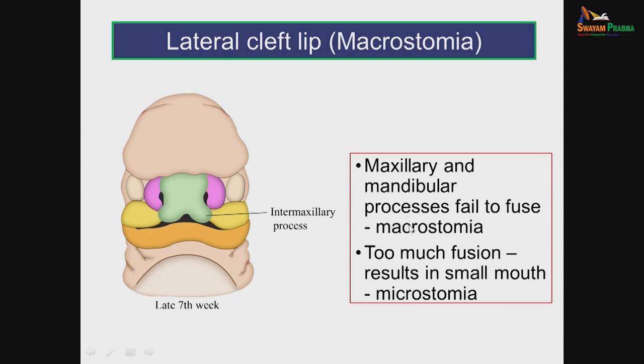In macrostomia, there is failure of fusion of the maxillary and mandibular processes. If these two processes fuse too much, it is microstomia or small mouth.